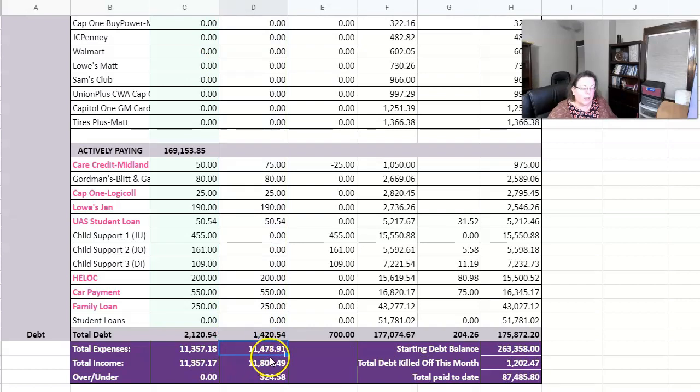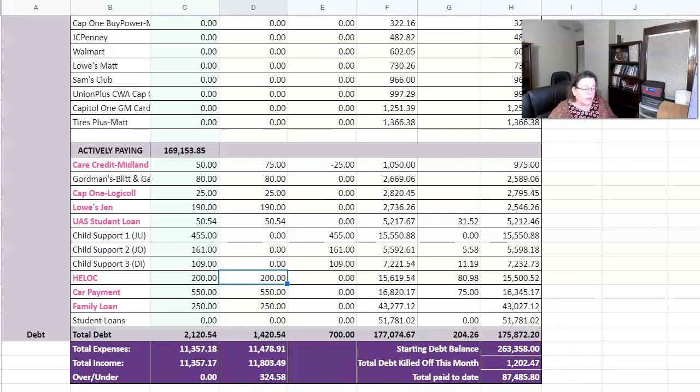So our total expenses were $11,478 and our total income was $11,803. That means we had $324 left over at the end of the month that we did not end up spending. Now, had these come out, we would have spent all of that and then some. I would have had to pull a little bit more out of the sinking funds. This was a result of me thinking these were coming out and they did not. That's how we ended up with an overage.